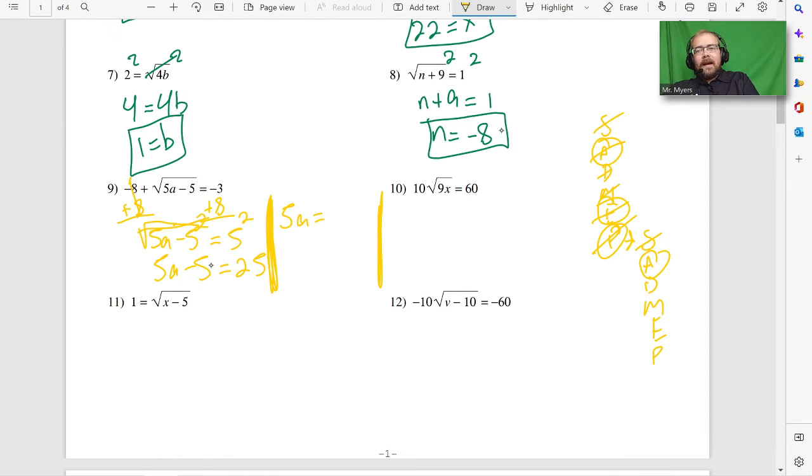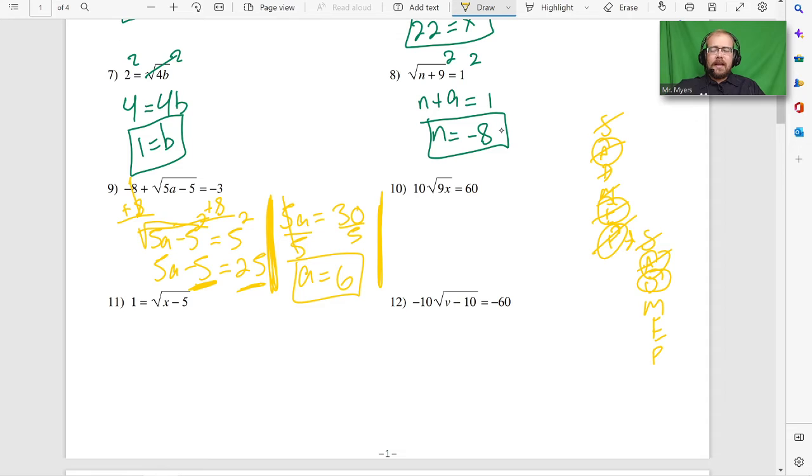If I add 5, the minus 5 goes away here. And I add 5 to 25, I get 30. Okay, so A is done. And then can I divide? Yes, I can divide by 5. Divide by 5, A is equal to 6. Whew. Okay, so we got A is equal to 6.